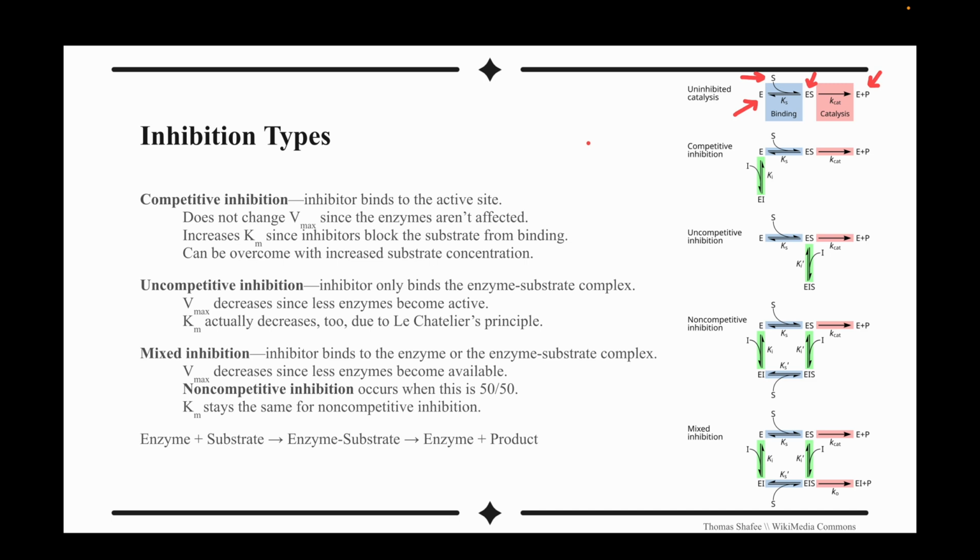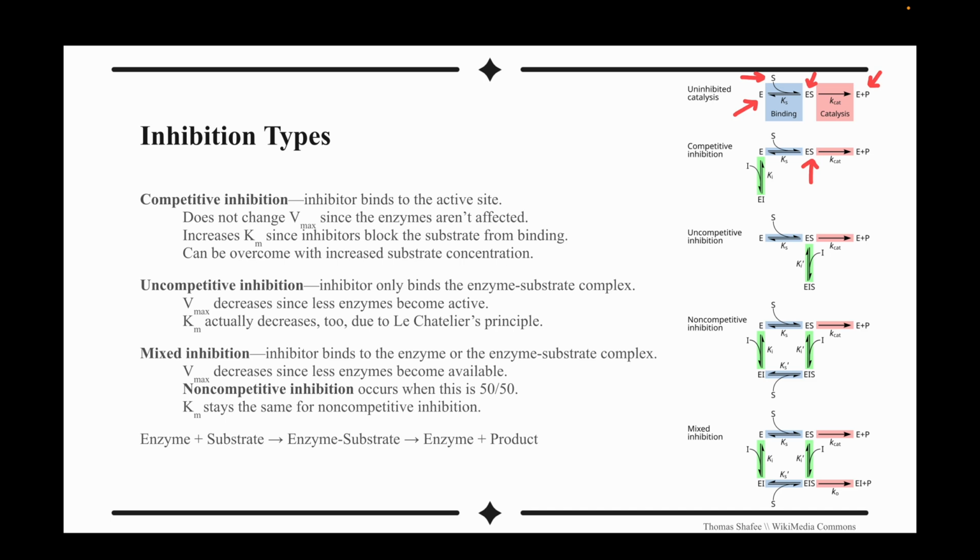In competitive inhibition, the inhibitor binds to the active site. This is normally where the substrate will bind. This does not change Vmax since the enzymes themselves aren't affected. If you have some competitive inhibitors floating around in a solution, but you still have enough substrate to make the maximum number of enzyme substrate complexes, you will still have the maximum reaction velocity.